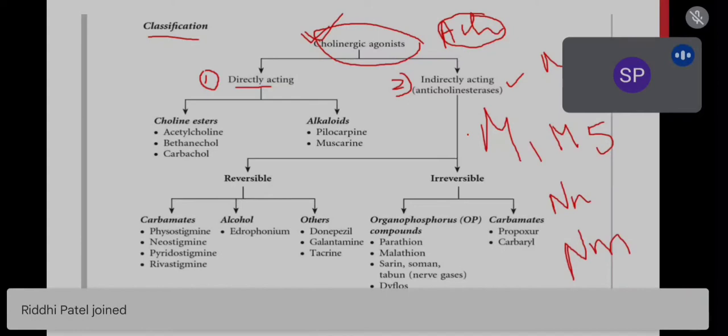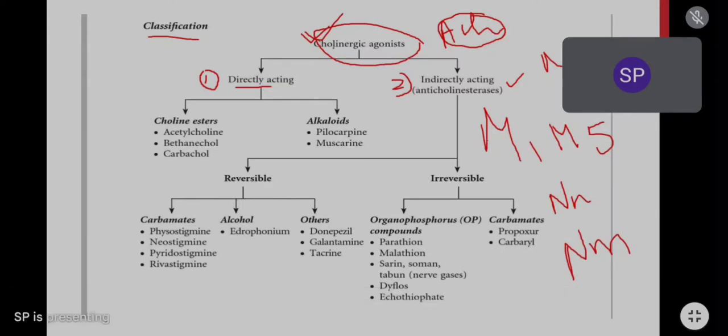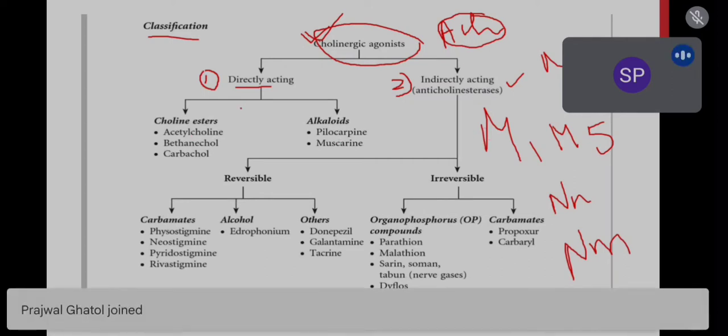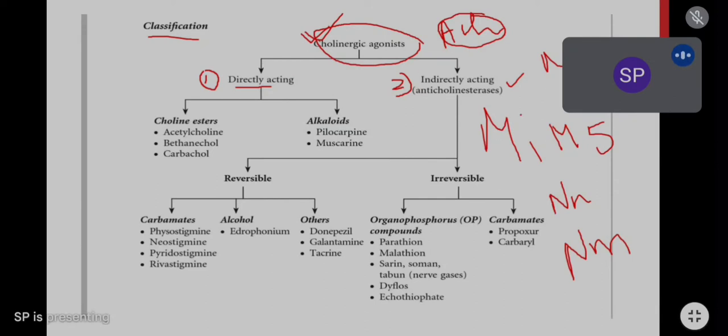There are some drugs which will directly go and act like acetylcholine on these receptors. They will directly bind on the muscarinic and nicotinic receptors and try to stimulate the actions of that receptor. So they are directly acting like acetylcholine. Hence they are called directly acting drugs. Let me repeat the point. In cholinergic agonists we have directly acting drugs and indirectly acting drugs. What is the meaning of directly acting drugs?